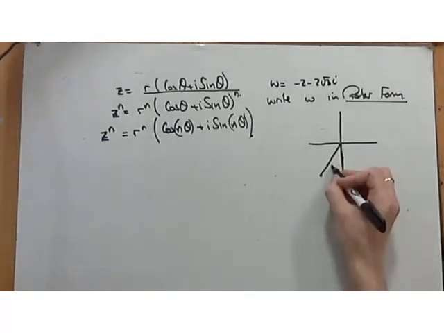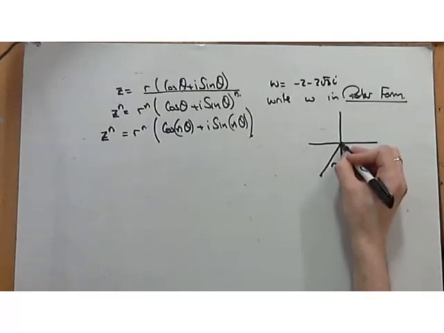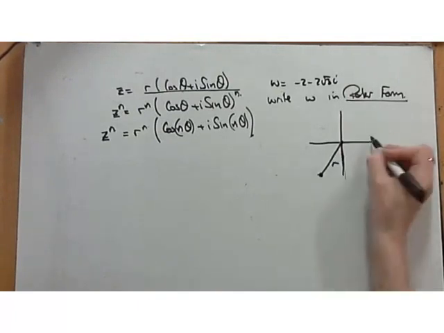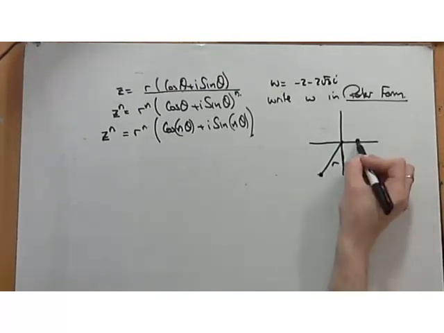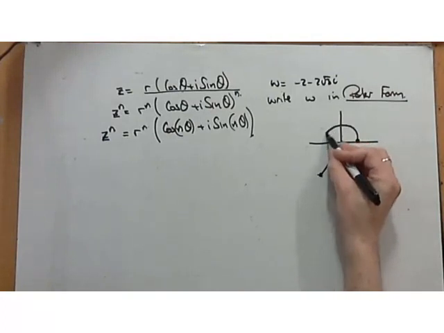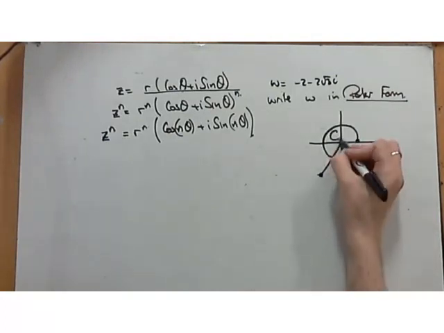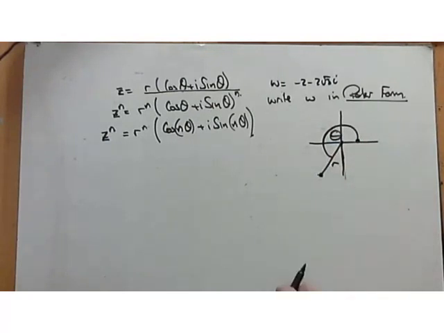And this is r. The modulus of the complex number is r, the distance that it's away from the origin. And this angle here, starting at 3 o'clock and working anti-clockwise until we hit that bar, that is the argument. That is theta. So we have to find what r is and what theta is.